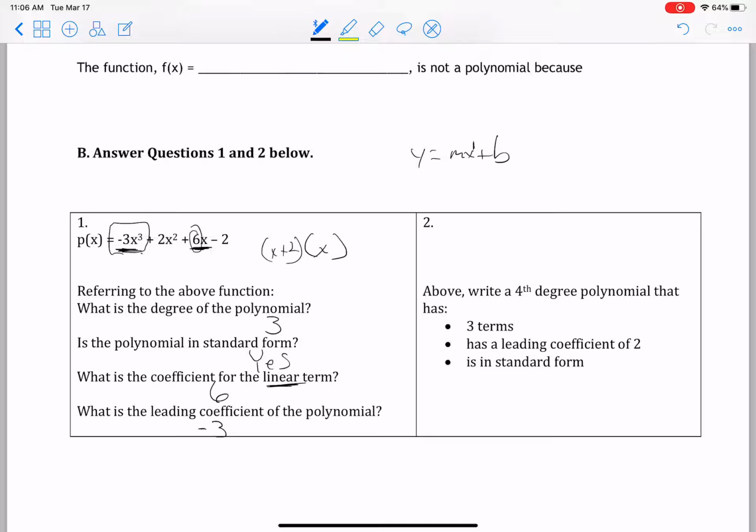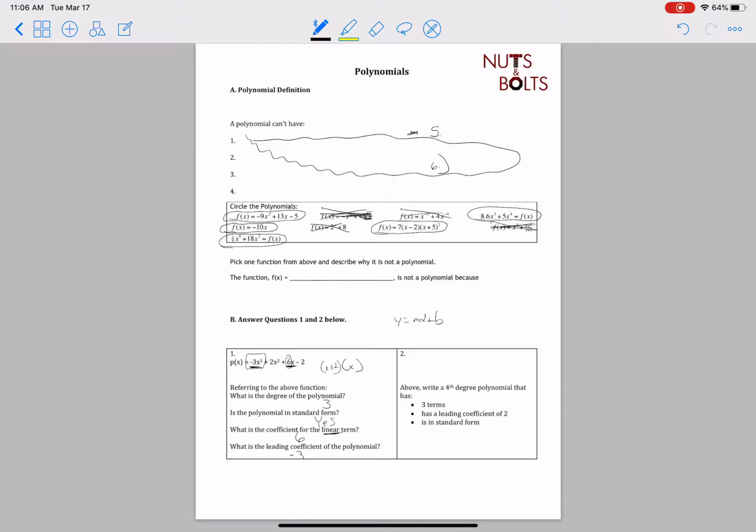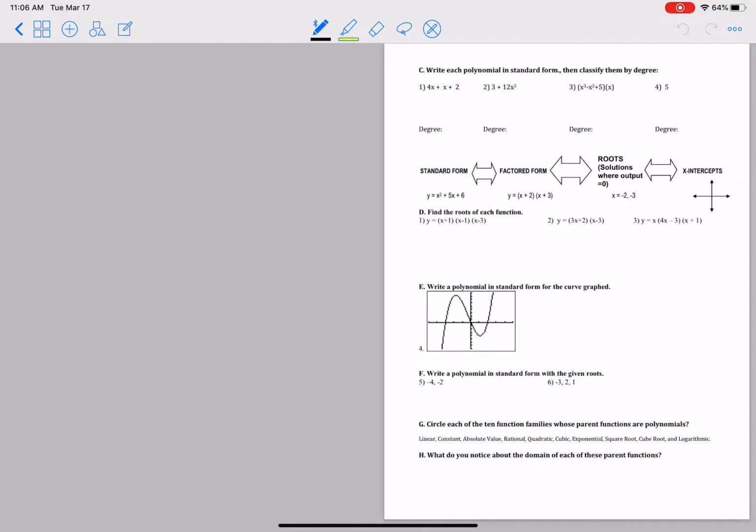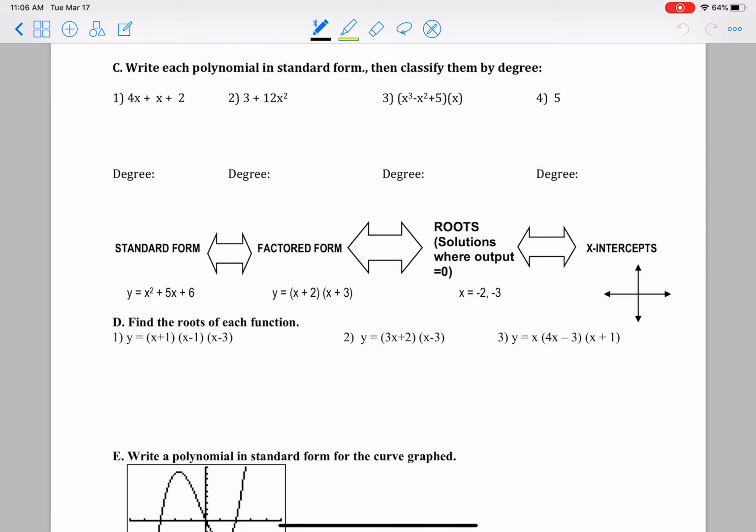This part's just vocabulary, stuff that you guys got to do. I'm not going to go through number 2. You could have figured that out on your own as well. Let's go to this next page.